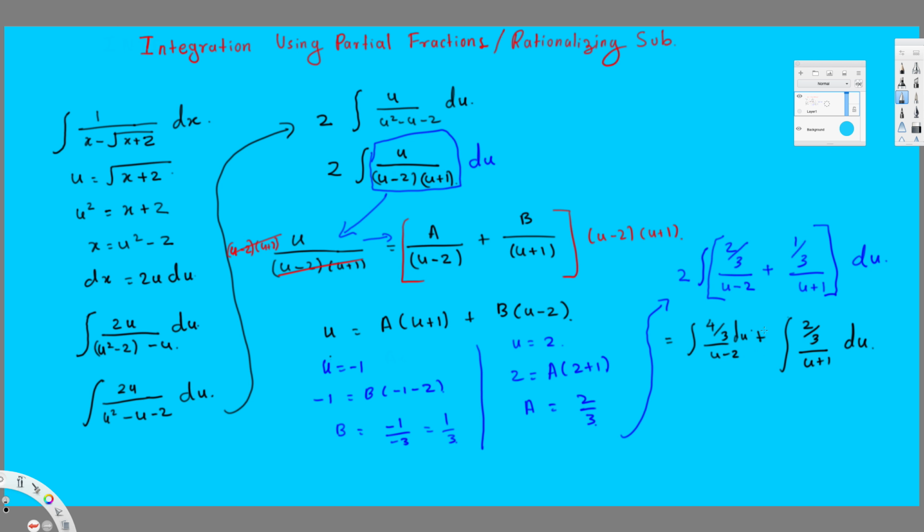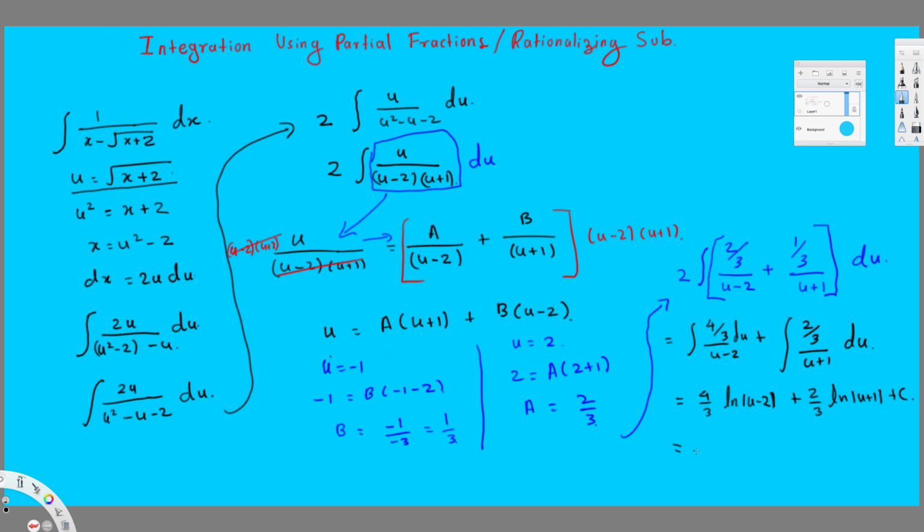Now this one is easy to integrate because this is going to be just 4 by 3 ln of whatever the value in the bottom. So this is going to be ln|u minus 2|, and here we are going to have 2 by 3 ln|u plus 1| plus constant, and now all we have to do is simply substitute the u value. So we pick u as x square root of x plus 2. So if I put this value right here, we are done.